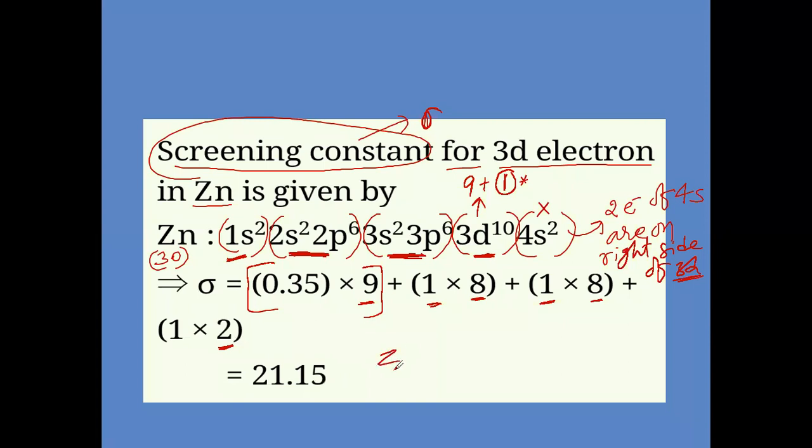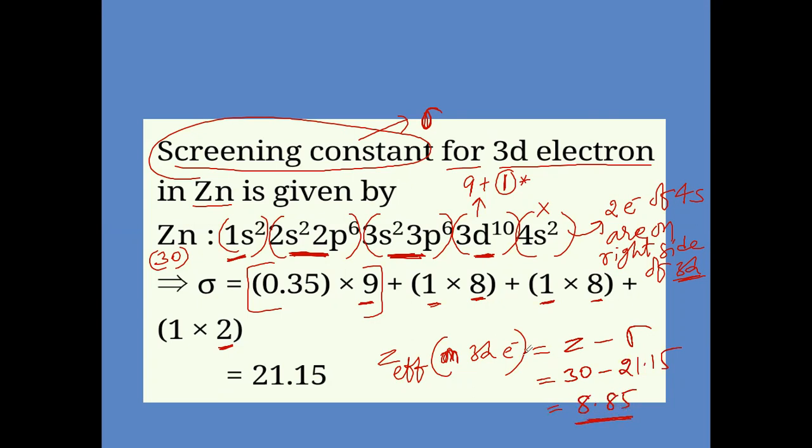That's why the Z effective on which electron? 3D or 4s? On the 3D electron. Z effective on 3D electron is equal to atomic number minus sigma. What is the atomic number of zinc here? 30 minus the sigma value, how much did we get from Slater's rule? 21.15. It is equal to 8.85. 8.85 is the effective nuclear charge on which electron? The 3D electron.